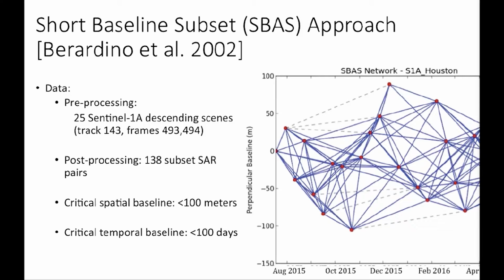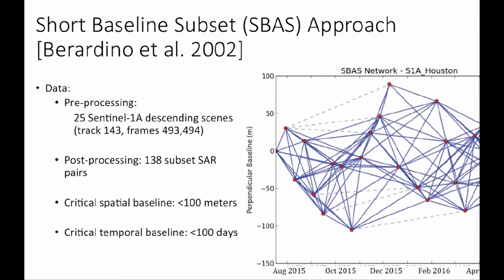So this network that you see right here is called the SBAS network. This is a network of 138 interferograms which basically measure the phase or the change in deformation. We pre-processed 25 Sentinel-1A descending scenes, and as a result, we got this network of 138 subset pairs. We set the critical spatial baseline to 100 meters and the temporal baseline to 100 days. Setting these baselines to a particular threshold, having this small baseline, helps to produce high-quality interferograms that will show the deformation signal without the effect of DEM correction and atmospheric error.